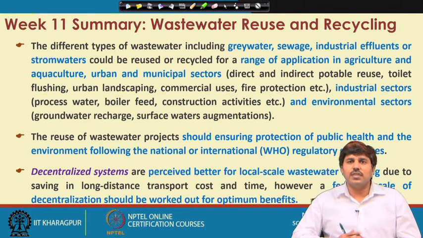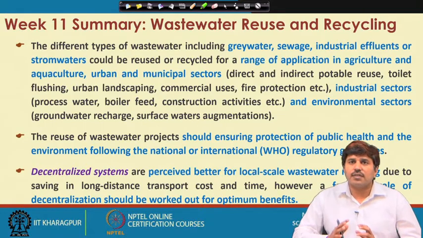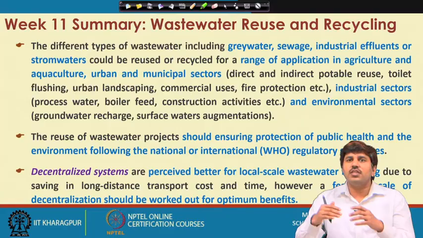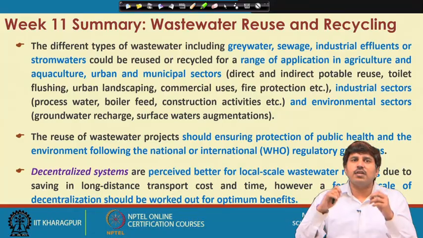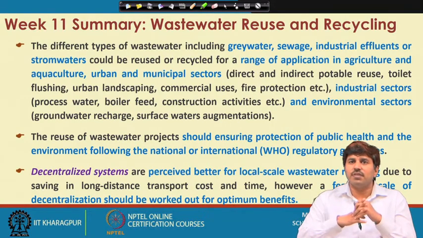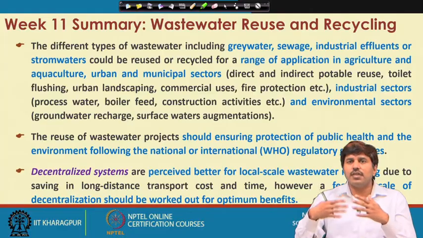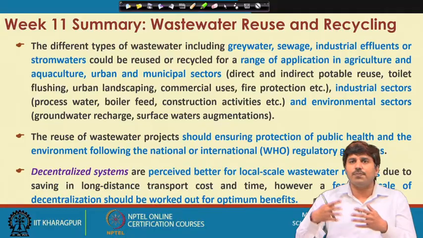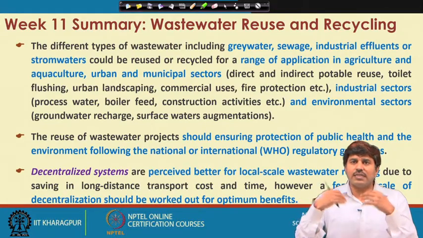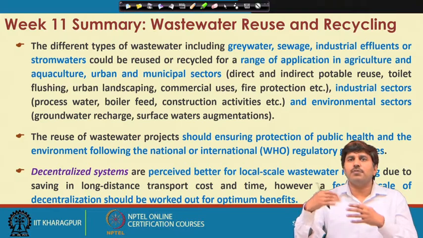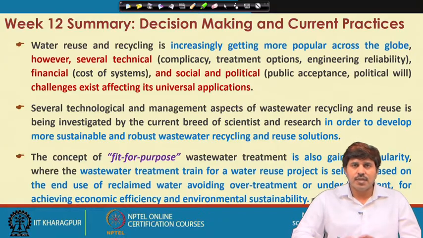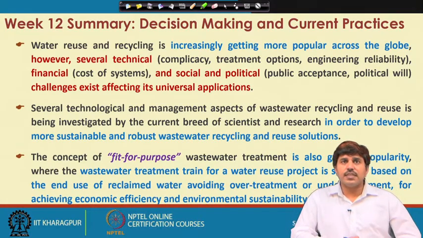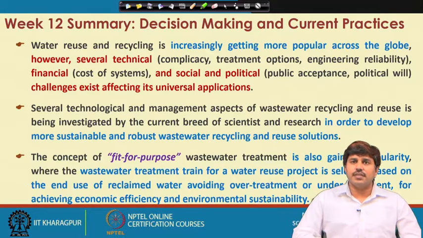So, that is why it is perceived better, but it will be better if appropriate reuse options are available in the vicinity. Furthermore, a feasible scale of decentralization should be worked out for optimum benefits, because decentralization can be done at different scales, even from household to household scale, but that probably is going to be very difficult to manage and operate. So, instead of going for that level of decentralization, we should work out the optimum level of decentralization for the best benefits.